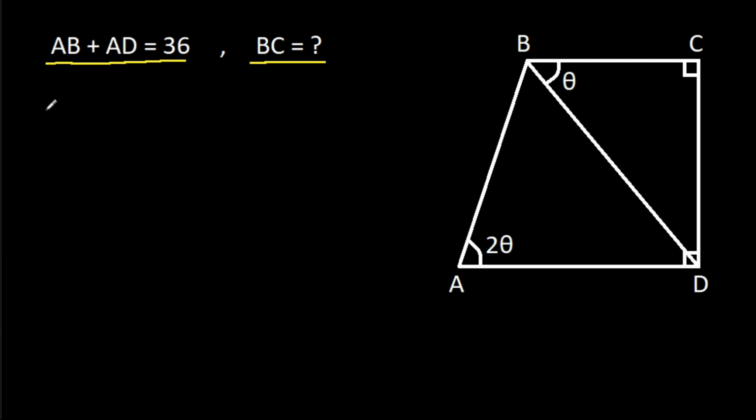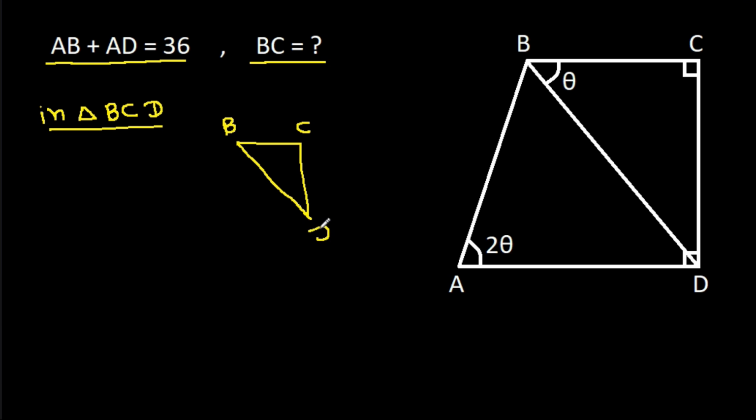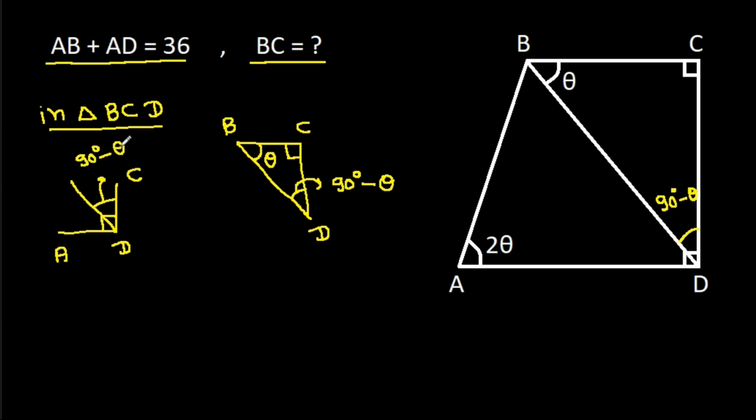So in triangle BCD, this angle is 90 degrees and this angle is theta. So this angle will be 90 degrees minus theta. And we have angle ADC is 90 degrees and this angle is 90 degrees minus theta. So this angle will be theta.